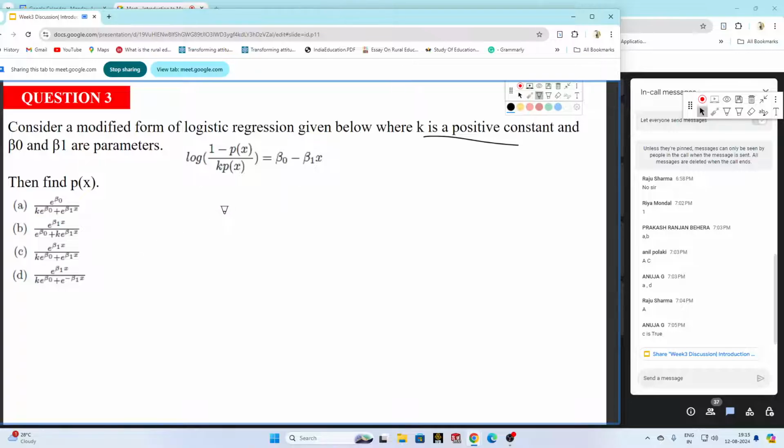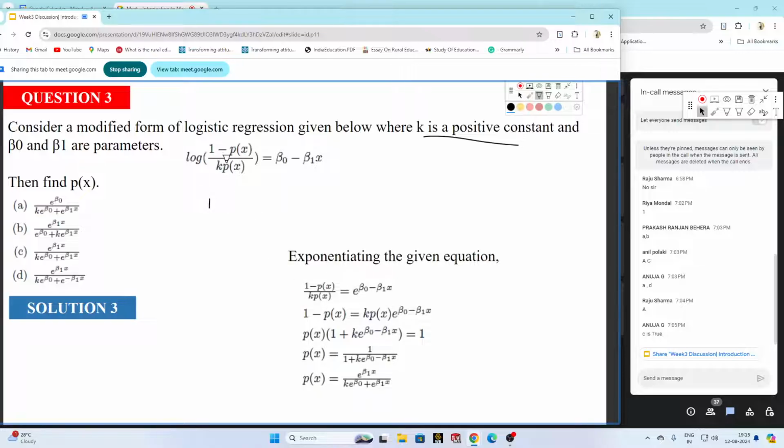So this is very simple. This is just maths. This is log of (1 minus p(x)) divided by (k p(x)). So (1 minus p(x)) divided by (k p(x)) will be e to the power beta naught minus beta 1 x. Now simply multiply it: 1 minus p(x) will be k p(x) e to the power beta naught minus beta 1 x. Now take the p(x) common. Whenever we take p(x) common, this thing will be common: 1 plus k e to the power beta naught minus beta 1 x, and by that you can find out p(x).